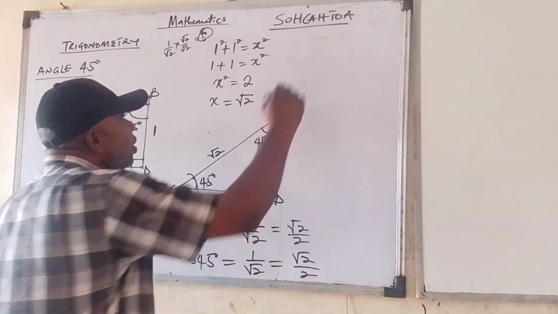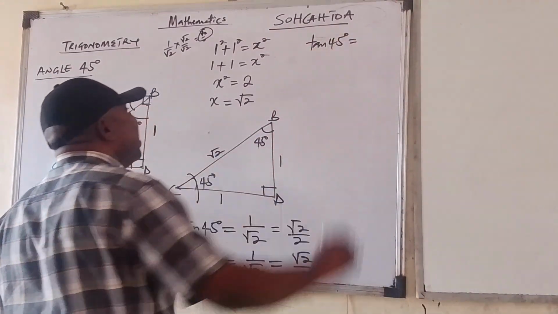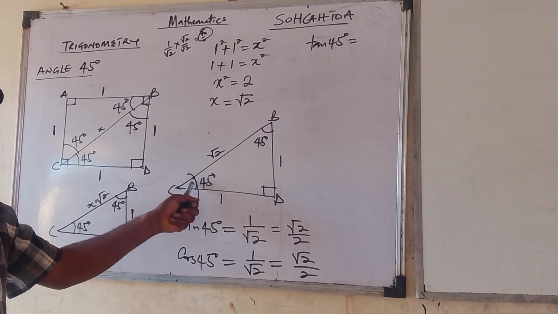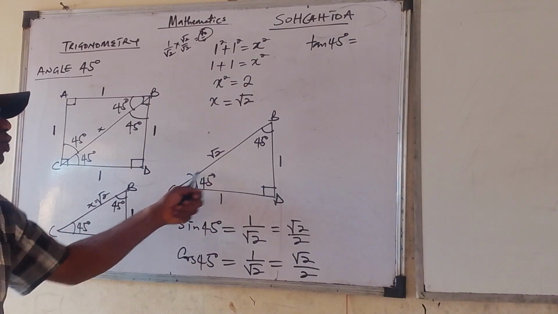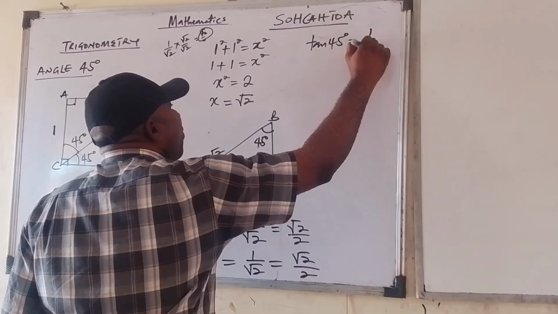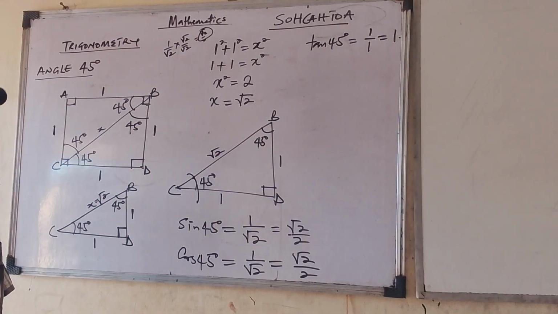So let's bring it here now. Now let's see tan 45 degrees. Remember we're dealing with this. Tan is opposite over adjacent, so that will be 1 over 1, and 1 over 1 is equal to 1. So tan 45 is equal to 1.